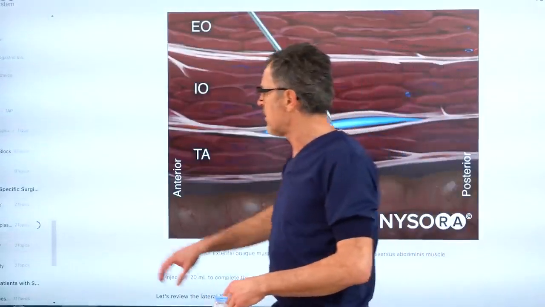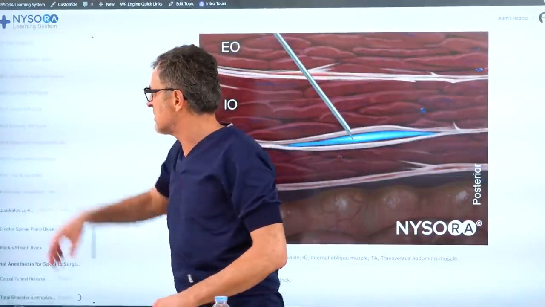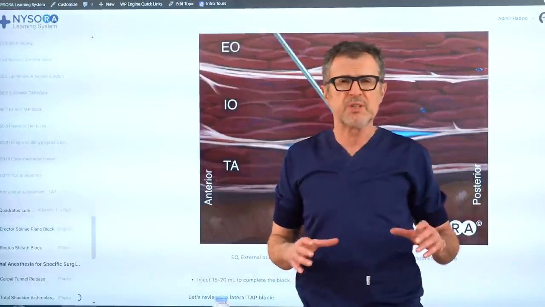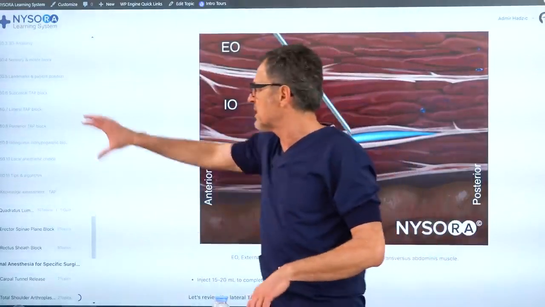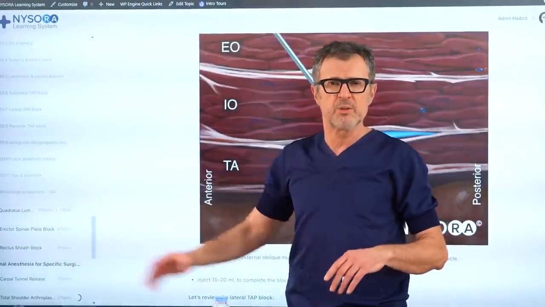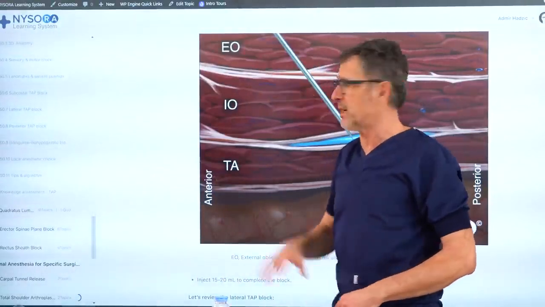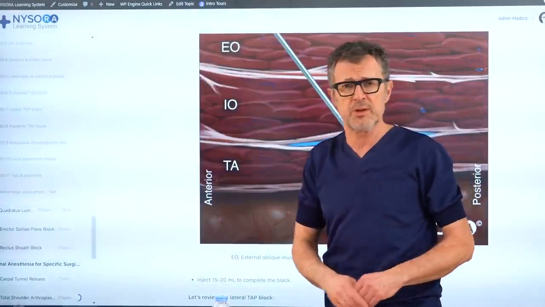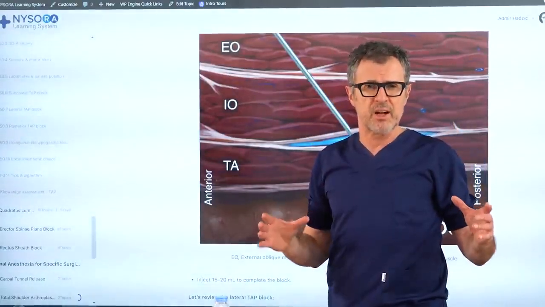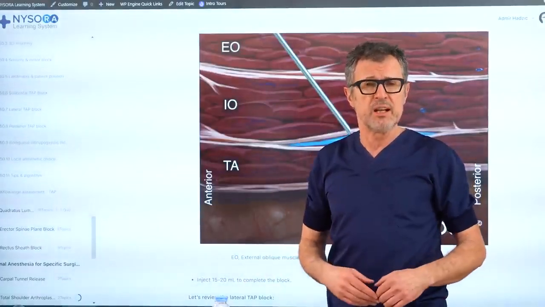But what really makes the TAP block complicated is all of these various variants of the TAP block: subcostal, lateral, or posterior. So for the purpose of this video, let's disregard all of these considerations. We will eventually refer to them in other videos, but right now all you need to do is recognize the external oblique, internal oblique, and transversus abdominis muscle and insert the needle between the two of them in the mid-axillary line to accomplish the lateral TAP block. And we're going to demonstrate that in a video.